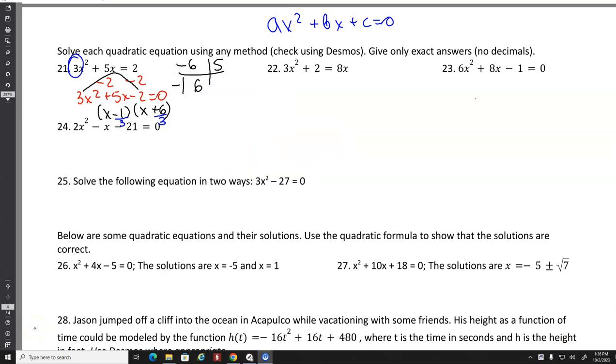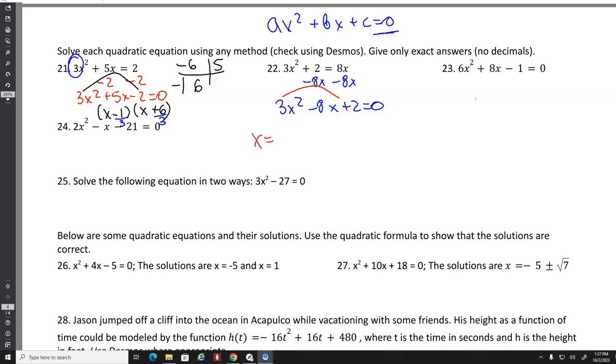8 is on the other side. I want to make sure it's equal to 0, so I'm going to subtract 8 from each side. So I get 3x squared minus 8x plus 2 equals 0. Now again, I am doing a times c to see if I can find two factors. So 6 has to equal negative 8. I don't think I can find two factors that do that, so I'm going to use the quadratic equation.